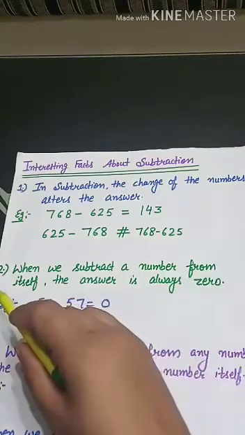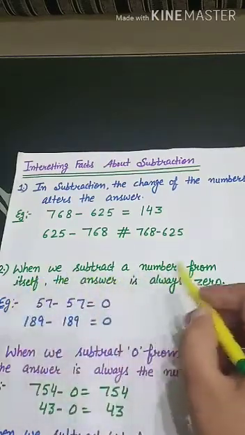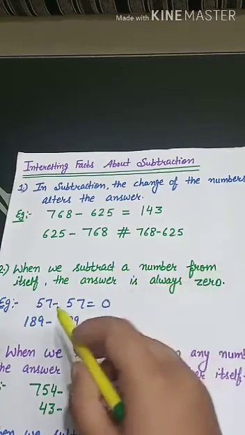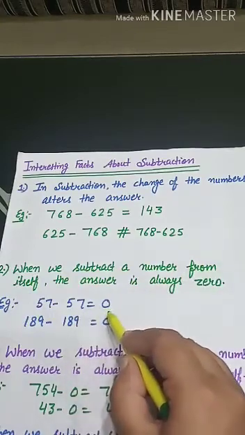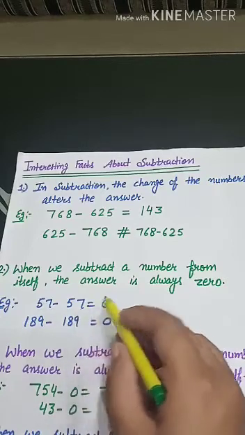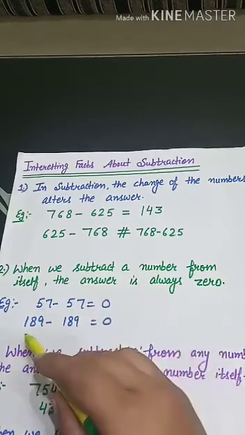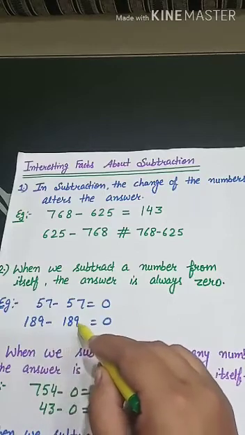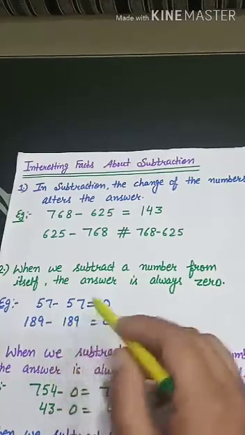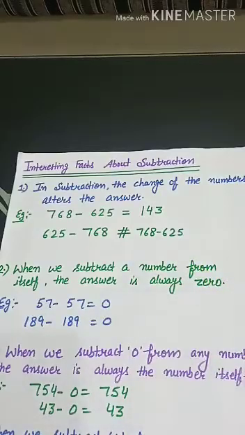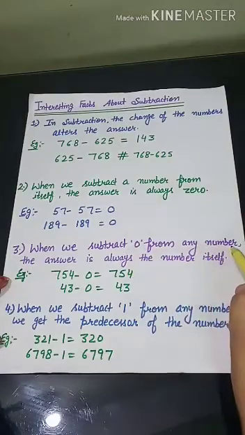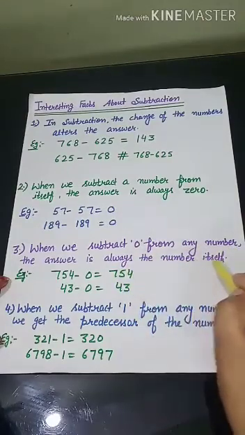Now the next fact is, when we subtract a number from itself the answer is always 0. For example 57 minus 57 equal 0 means जब दो same numbers को हम subtract करते हैं then we will get 0. 189 minus 189 is equals to 0 means जब same number subtract होंगे then we will always get 0. Next fact, when you subtract 0 from any number the answer is always the number itself.